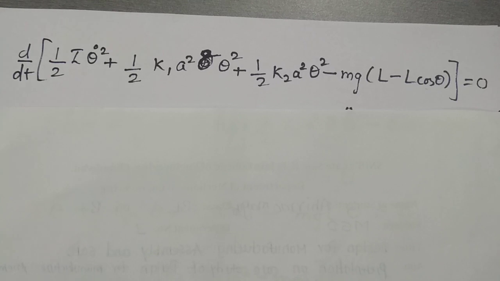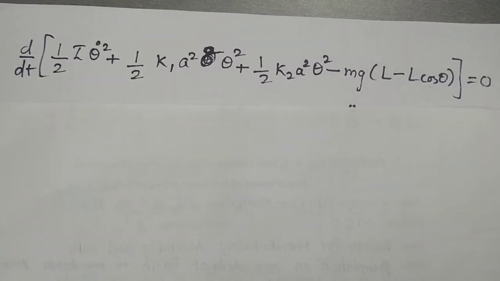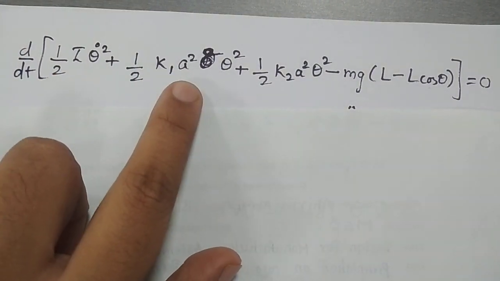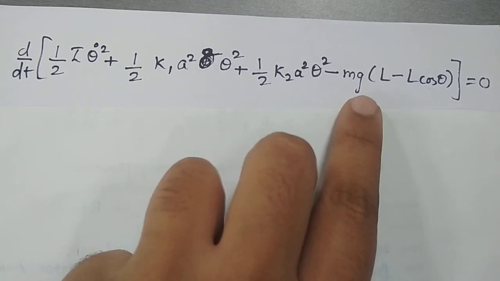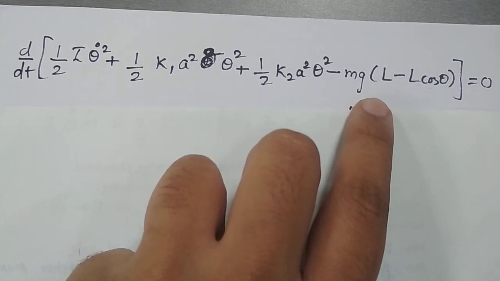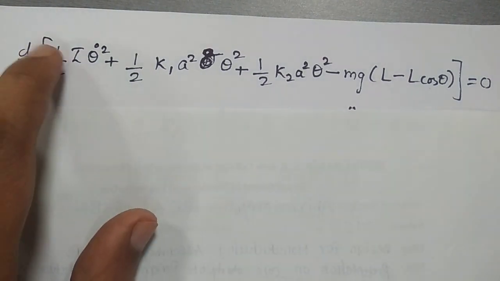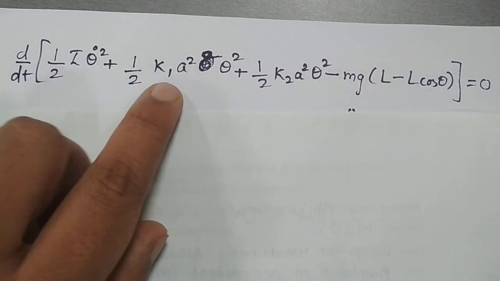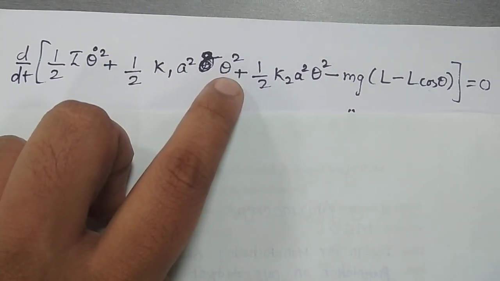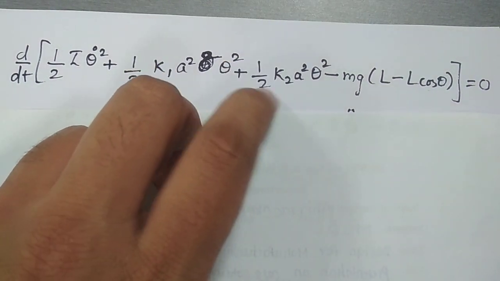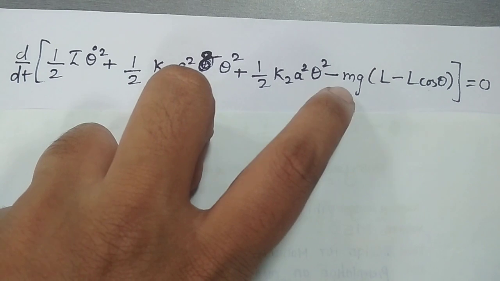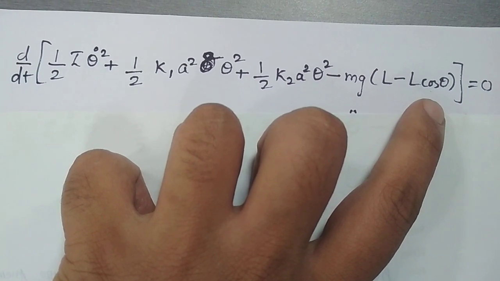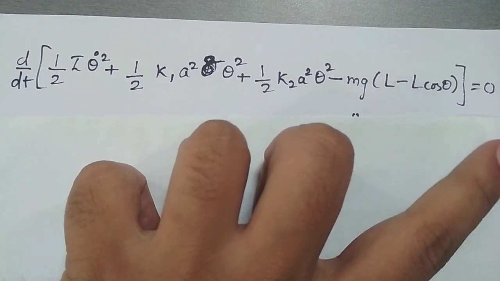So this equation represents d by dt of the kinetic energy, potential energy of the spring, potential energy of the second spring, and the potential energy of the mass. So d by dt of 1/2 I theta dot square plus 1/2 k1 a square theta square plus 1/2 k2 a square theta square minus mg(L minus L cos theta), which is equal to 0.